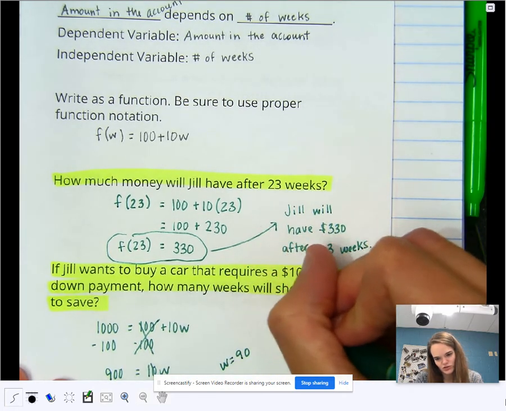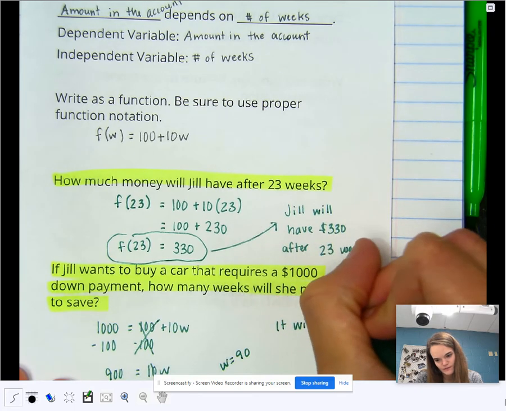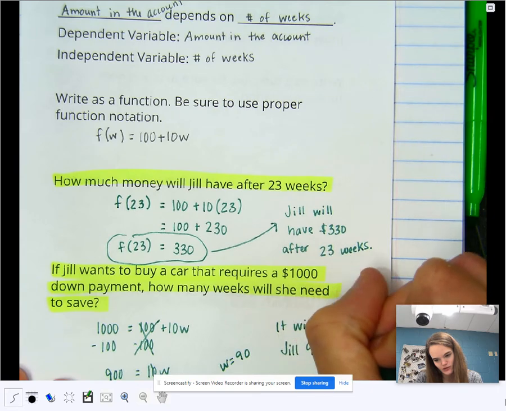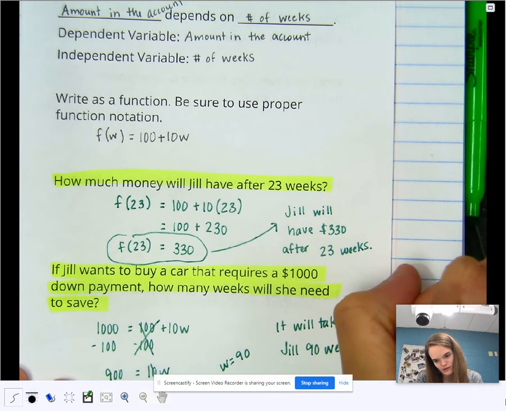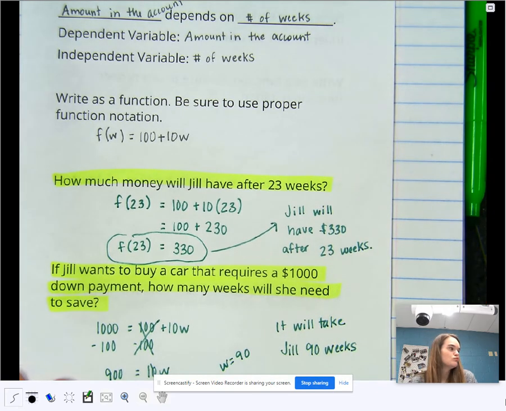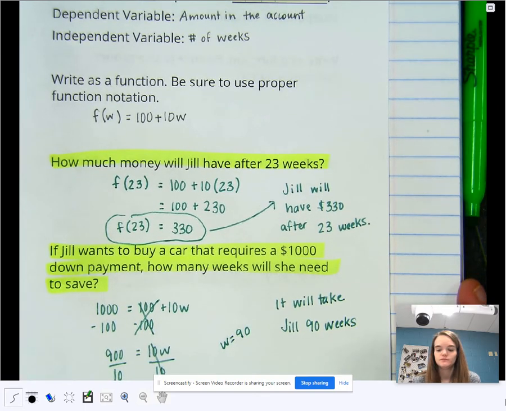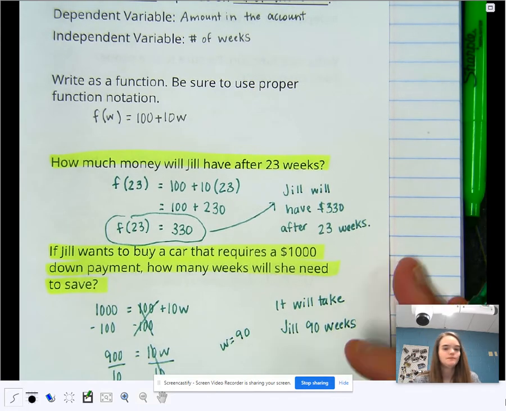It will take Jill 90 weeks. That's almost a full 2 years. It's not. So she probably will make it by 16, $1,000 by 16. Okay, we're going to open this up and try some more.